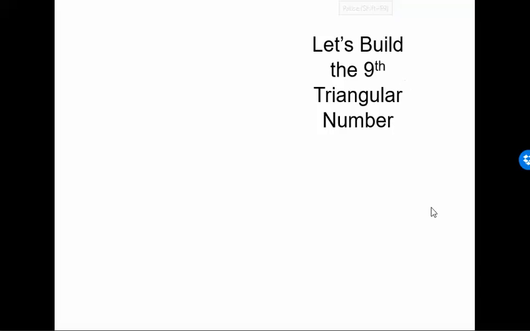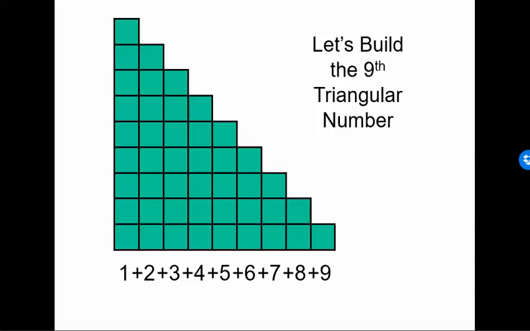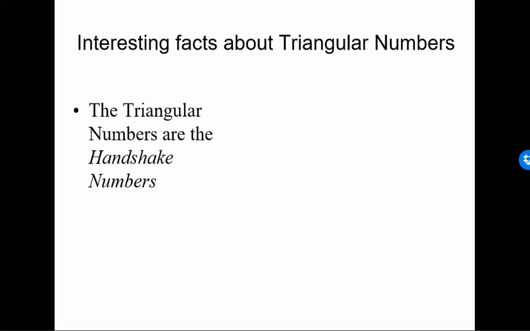Let's build the ninth triangular number. We're going to need a 1, 2, 3, plus 4, plus 5, all the way down to 9. The triangular numbers are very interesting. One thing about them is they are the handshake numbers.